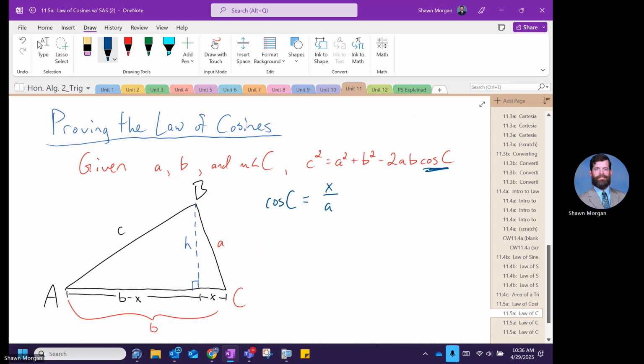What's the relationship between x, h, and a, given that it's a right triangle? You know a relationship for the three sides of a right triangle. Give me Pythagoras. All right, so x squared plus h squared equals a squared.